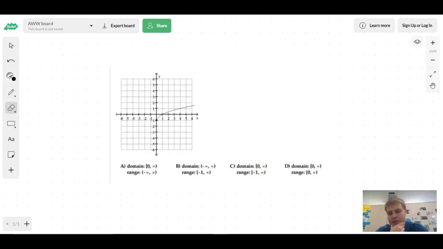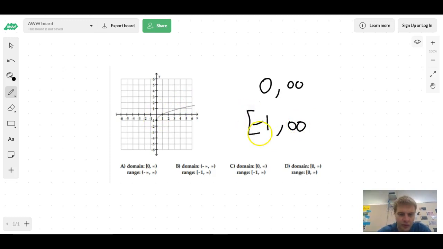Okay, so we have to find the domain and range for this graph. To find the domain and range of this graph, we just kind of look at it. The domain is the x's, it starts at 0 and it goes off to infinity. So the domain is 0, infinity. The range looks like it starts down here at -1, and it goes up here and off to infinity.